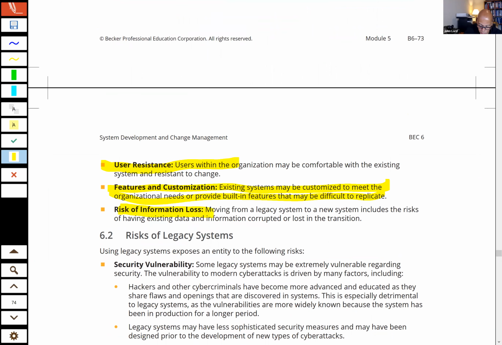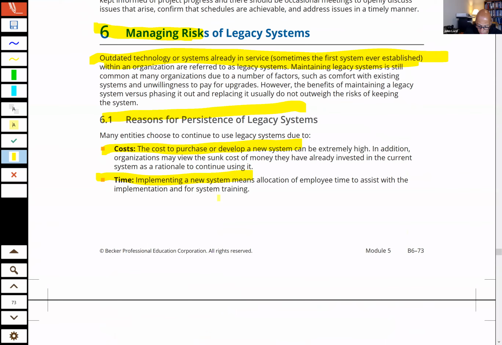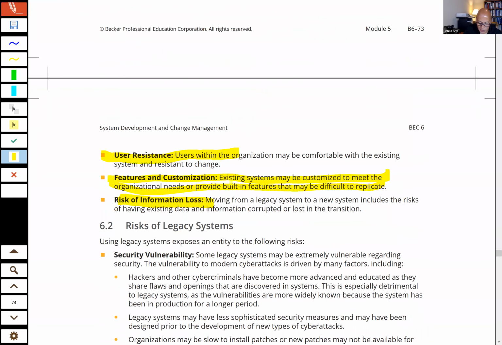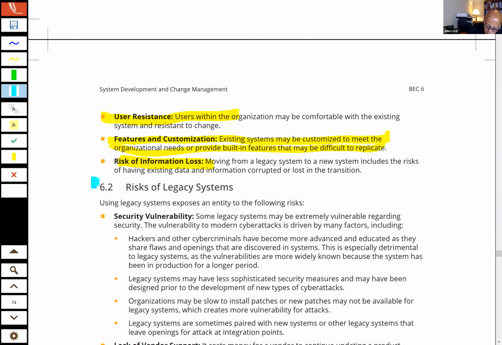Okay, so let's take a look now. I know we have talked about the reasons for maintaining that. Now let's get more into what we're going to flashcard here, which is the risks of keeping a legacy system. Let's go ahead and flashcard these risks. And you have security vulnerability.